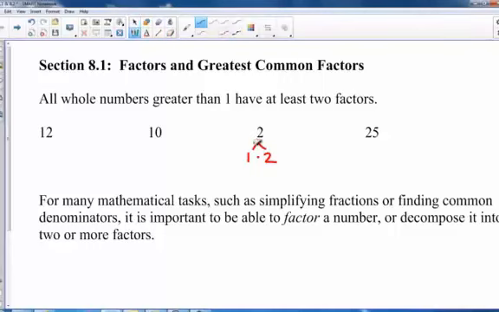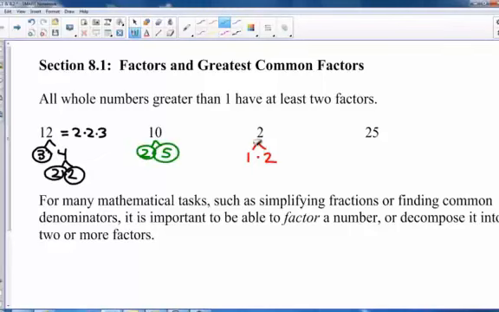12 has more than those 2 factors. This could be 3 times 4. And 4 is not prime, so I'm going to keep going to 2 times 2. So we're talking about the factors of numbers. So like 12 is the same thing as 2 times 2 times 3. 10 is the same as 2 times 5. Both of those numbers are prime. And 25 is 5 times 5.